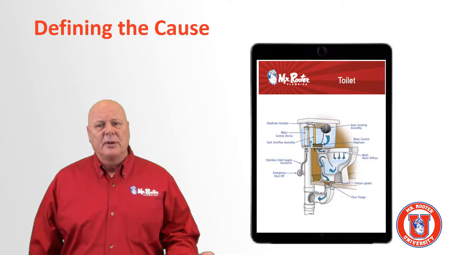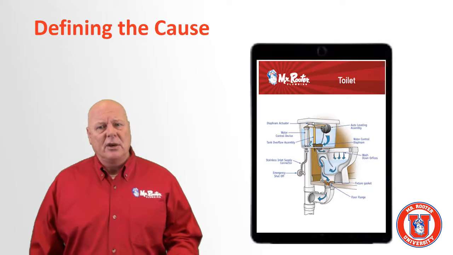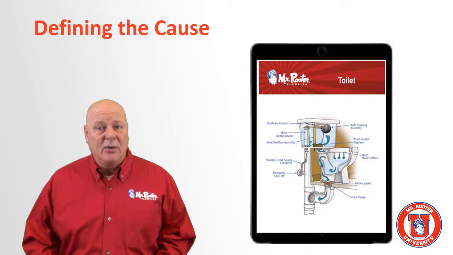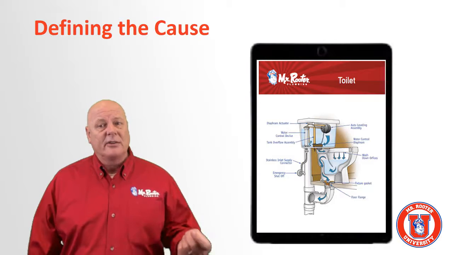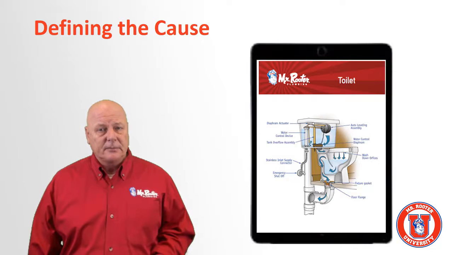Once a complete explanation is given and you've shown the customer what you think the cause is, the customer doesn't have very many questions left, and you can move on to the next step, which is actually describing the service that you want to provide.